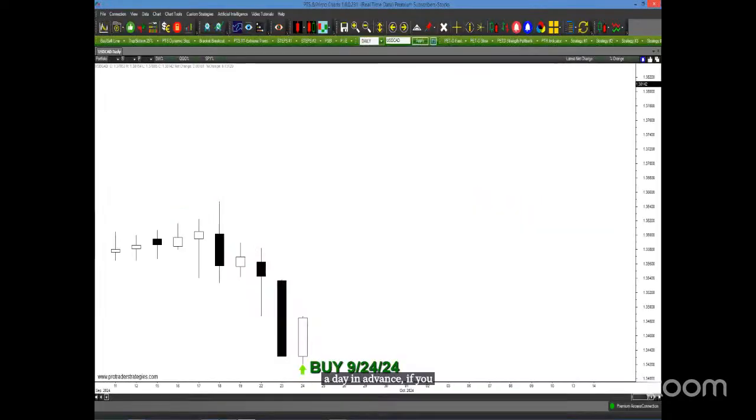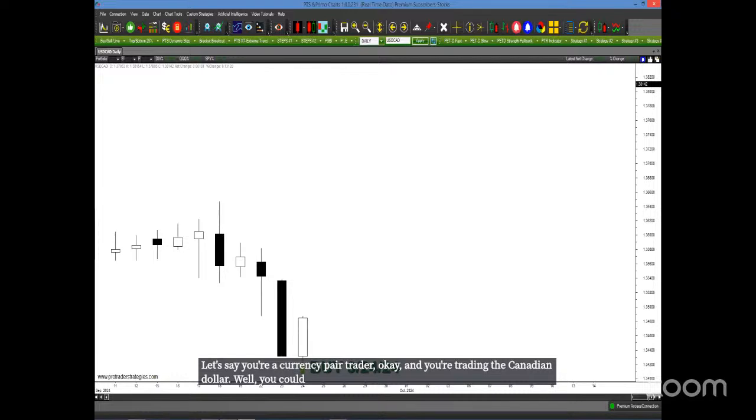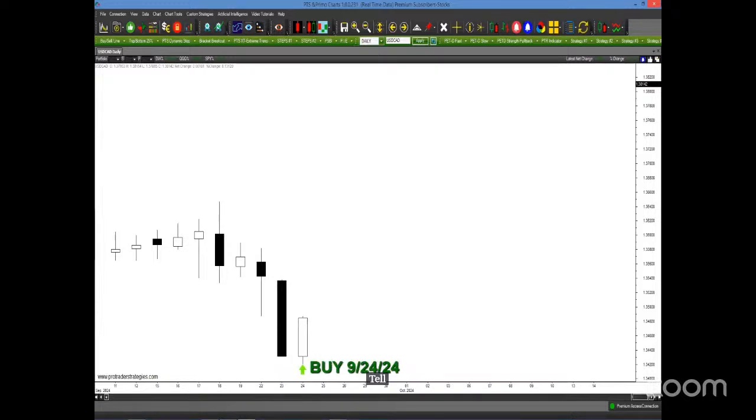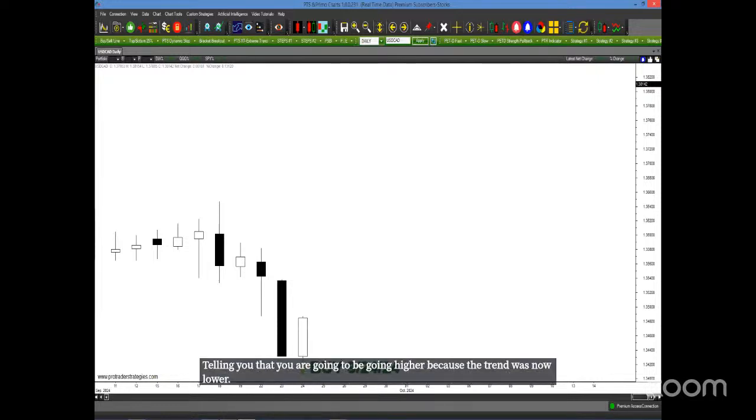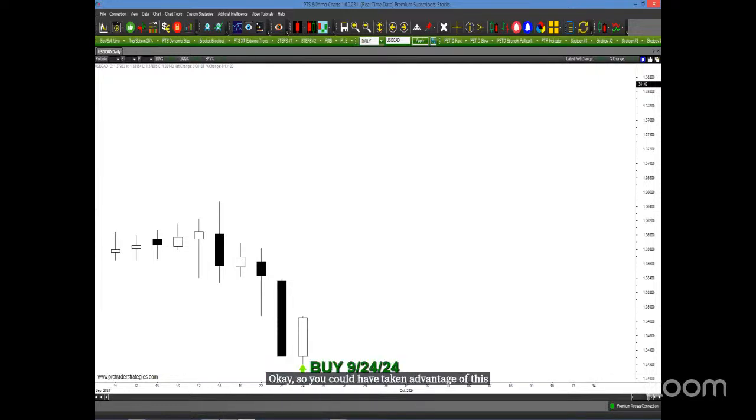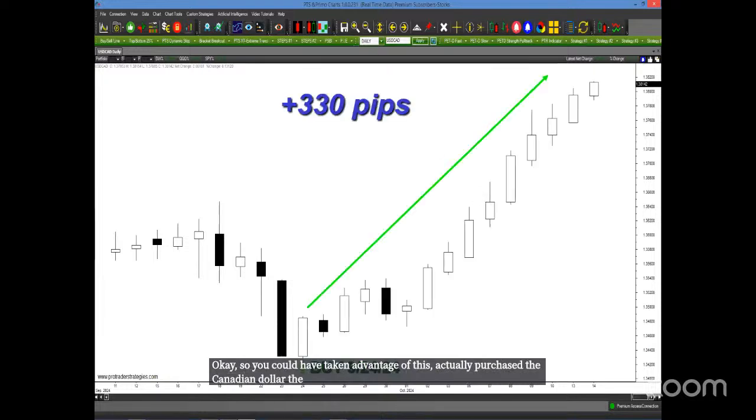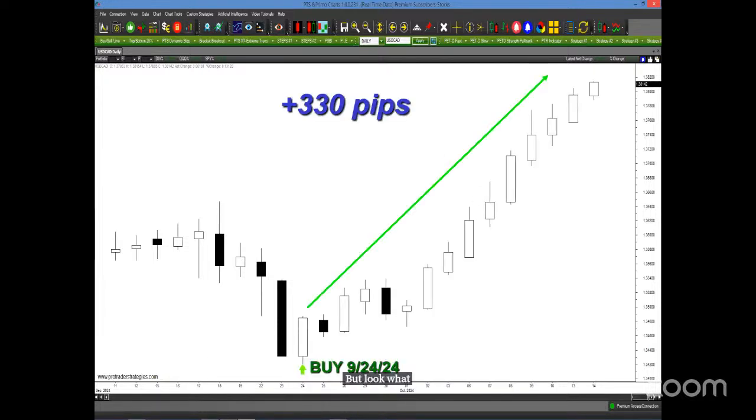For example, let's say you're a currency pair trader and you're trading the Canadian dollar. Well, you could have scanned, and on the night of 9/24, you would have seen that the PTR generated a trend reversal signal, telling you that you were going to be going higher because the trend was now lower. So you could have taken advantage of this, actually purchased the Canadian dollar the next day or that night. But look what happened. Coming into this last week, the currency pair was up 330 pips. That's over $3,000 per unit.